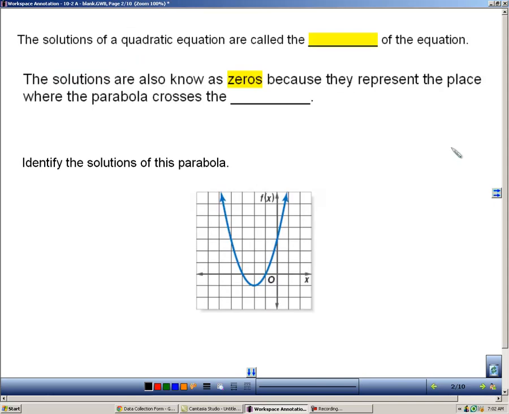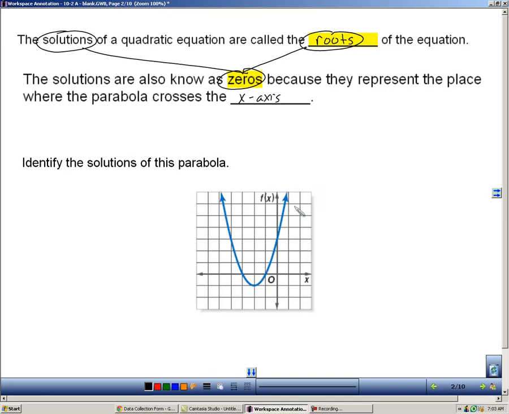Now, just like in a linear equation that was equal to 0, the solution is the value that makes it equal to 0. Well, in a quadratic equation, the solutions have special names. They're called the roots of the equation. They're also known as the zeros because they represent the place where the parabola crosses the x-axis. So a little bit about that. The word solution, the word roots, and the word zeros, all three of these words are used to describe the place where the parabola crosses the x-axis.